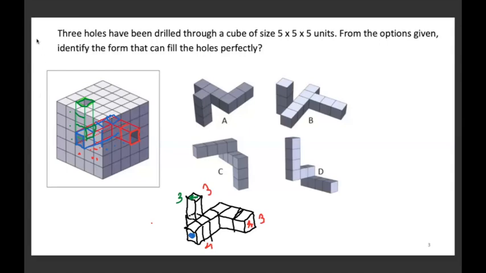We'll first check the option where you find that possibility. A has 3, 4, and 3. So yeah, we'll keep that on hold. B has 3, 5, and 4, not possible. C has 4, 4, and 3, which is also not possible. And D has 4, 3, and 4, again not possible. So only option A, the one which we had kept on hold, is correct. Okay, we'll move to the next one.